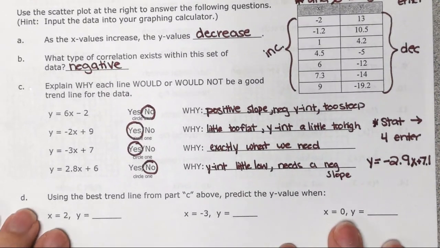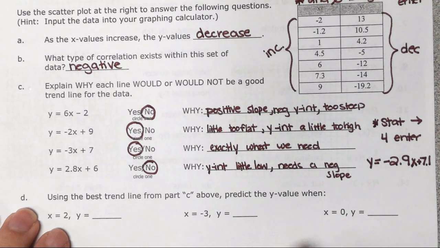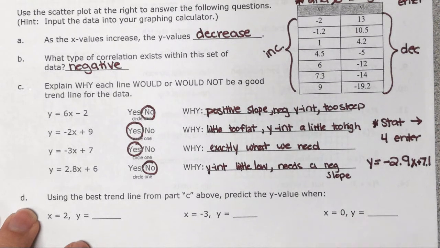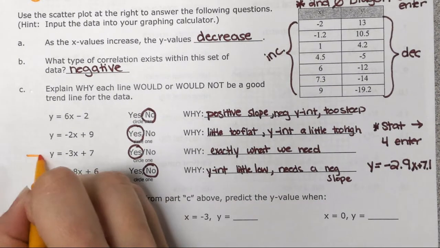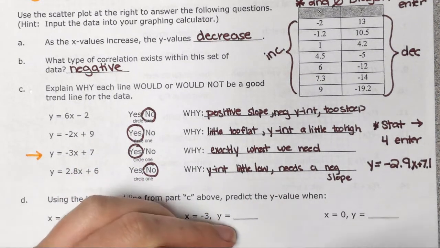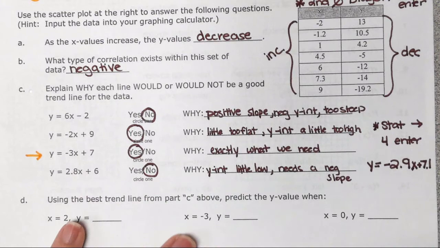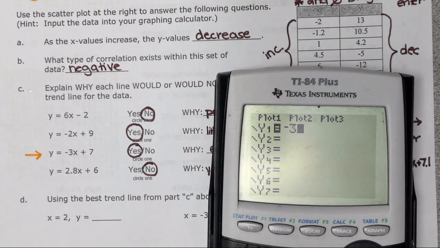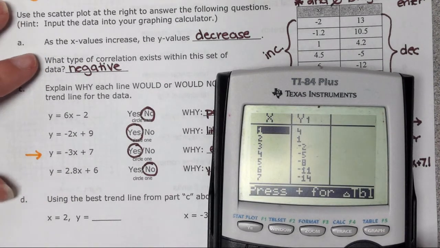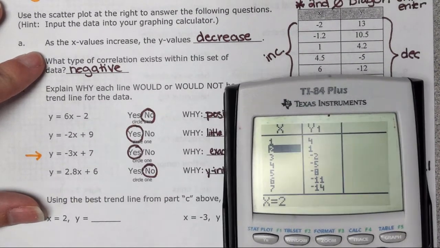Alright, D. Using the best trend line from part C above, predict the y value when. So we're going to use this trend line. This was exactly what we wanted right here. So we're going to plug that in, y equals negative 3x plus 7. And we're going to predict the y value when x is 2.